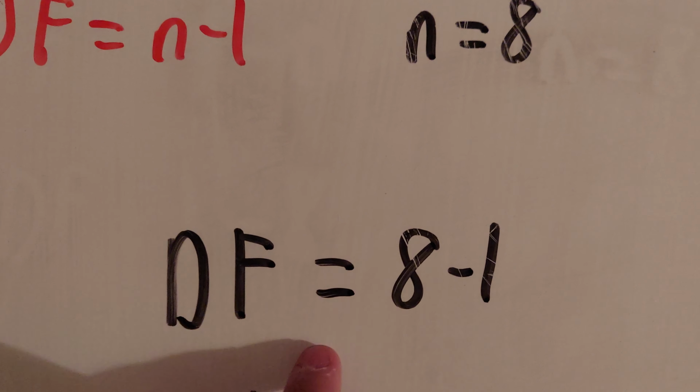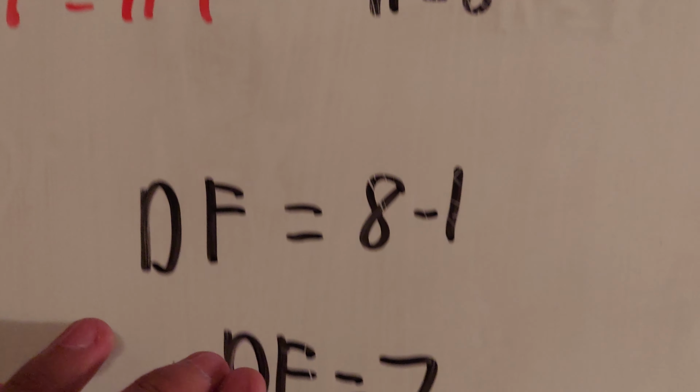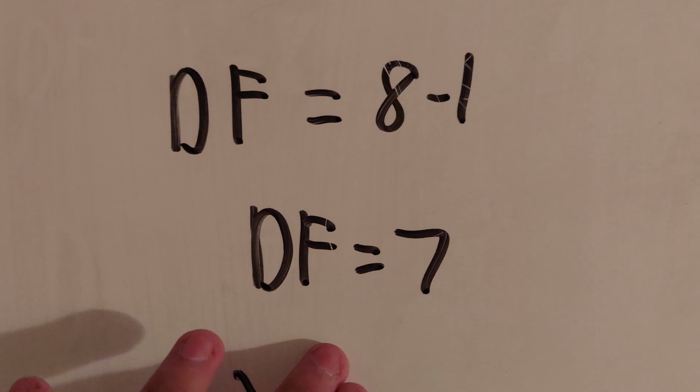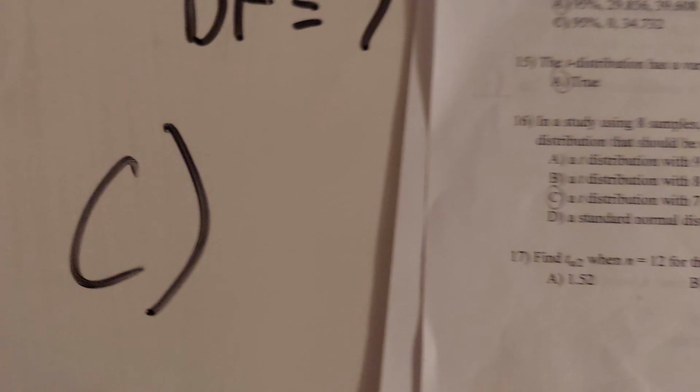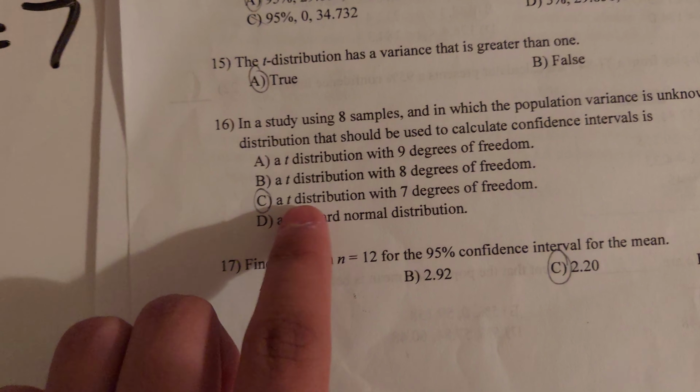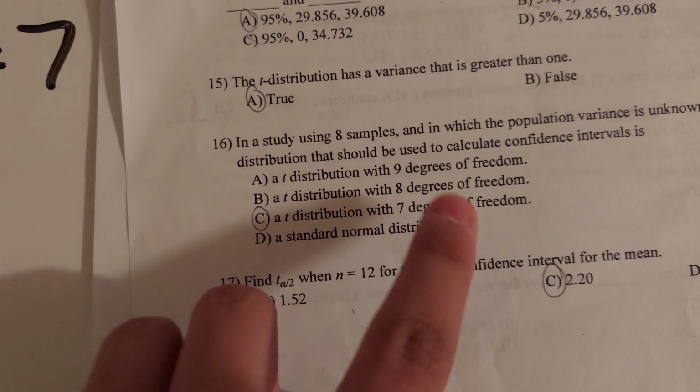Degrees of freedom is equal to 8 minus 1. So 8 minus 1 equals 7, which is the degrees of freedom. So that is going to be C. A T distribution with 7 degrees of freedom is our answer.